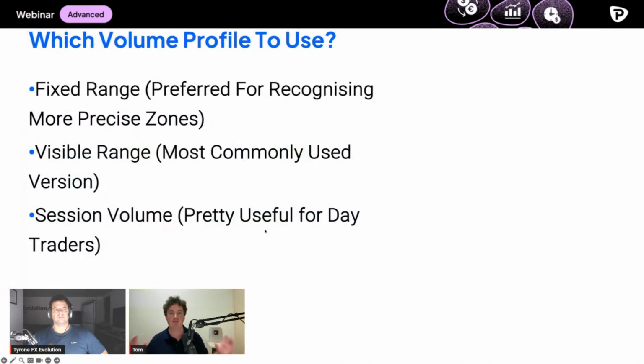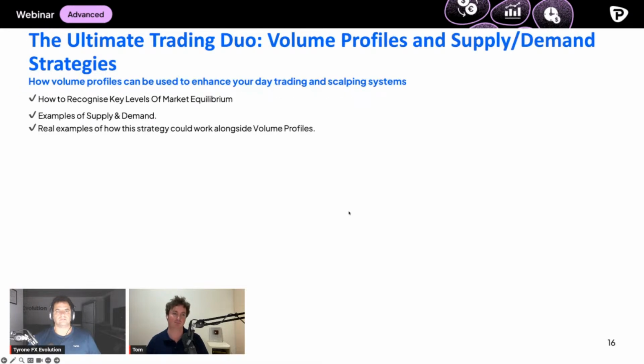So there are some good volume profiles to use. Fixed range volume profile, we use that in the examples today. Visible range, what most people use, I actually think it's a bit poor, which is basically what it will do is it'll just move the volume profile to whatever screen you're looking at. I really like to be more precise in our technical analysis techniques. And then session volume, which is pretty useful for day traders as well.